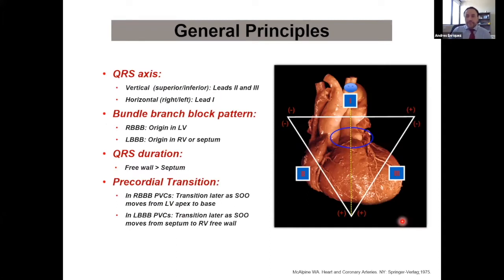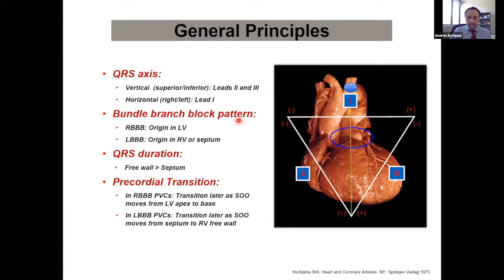So several ECG features are useful for PVC localization in our clinical practice. So first we have the QRS axis, which has a vertical dimension, which is best reflected by the inferior leads. So a positive 2 and 3 suggests an origin in the superior aspect of the ventricle. So, well, the outflow tracts here and the superior aspect of the mitral and tricuspid valve. And a negative 2 and 3 suggests an origin in the inferior aspect of the ventricles. And we have a horizontal dimension best reflected by lead 1. So a positive lead 1 suggests an origin in the right side of the midline, while the opposite is when lead 1 is negative.